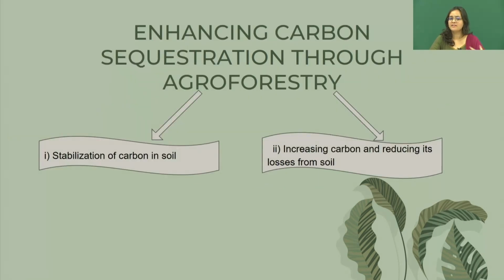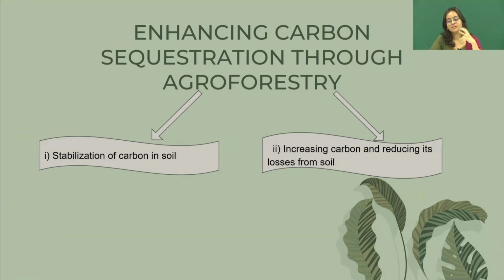So how can we enhance carbon sequestration through agroforestry? There are various methods. A few of them are stabilizing the carbon in soil. By forming organo-mineral complexes of carbon with clay and silt soil particles, with the help of manure and compost, we can stabilize the SOC, soil organic carbon, in the soil.